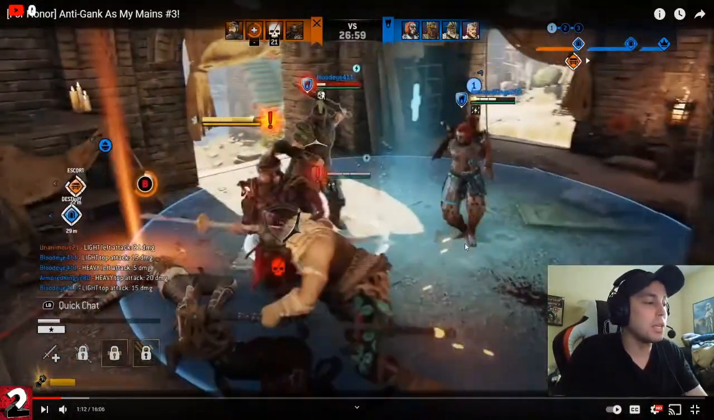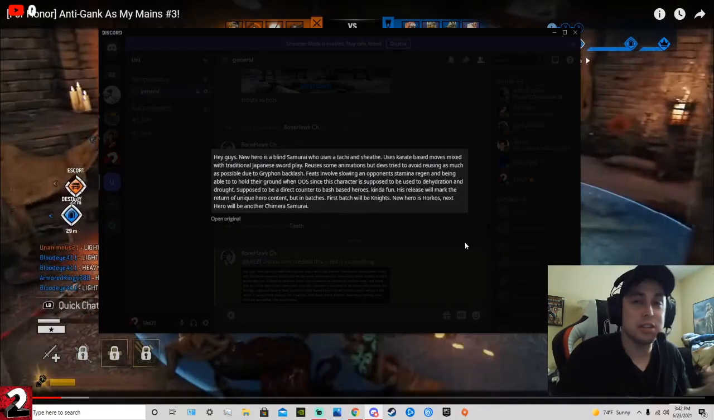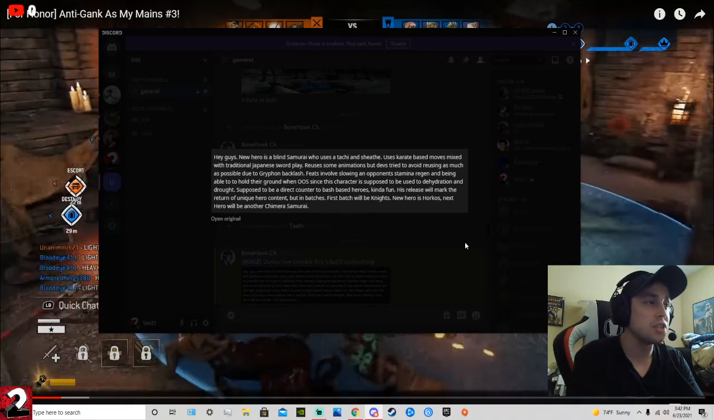One of my buddies actually sent this in Discord, so we can read this together. It says, "Hey guys, new hero is a blind samurai who uses tachi and sheath. Sorry if I pronounced that wrong. Uses karate-based moves mixed with traditional Japanese swordplay. Reuses some animations, but the devs try to avoid reusing as much as possible due to Griffin's backlash." Which, yeah, I think he literally had a piece of everything.